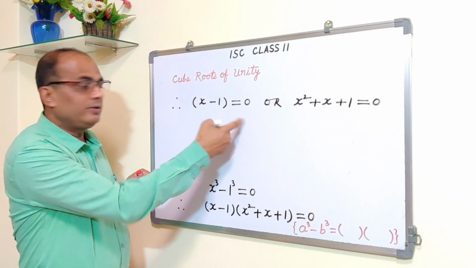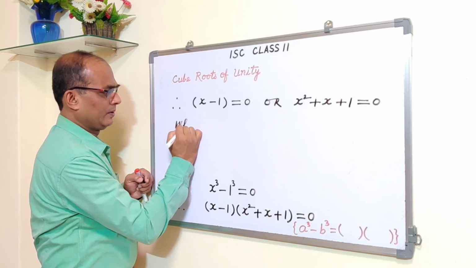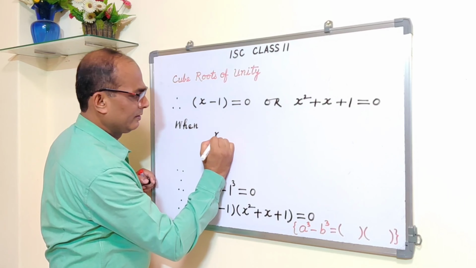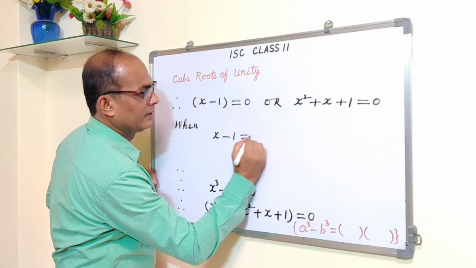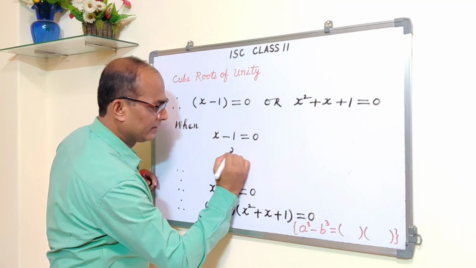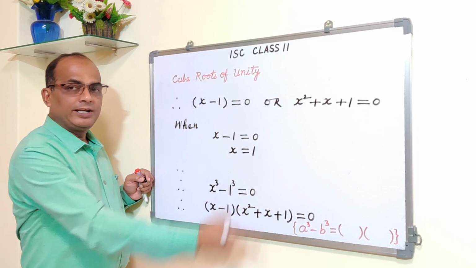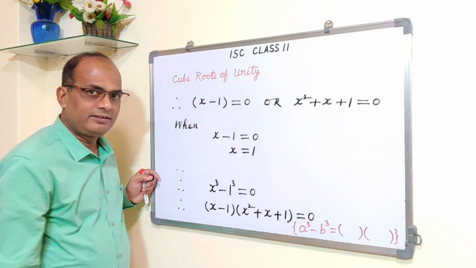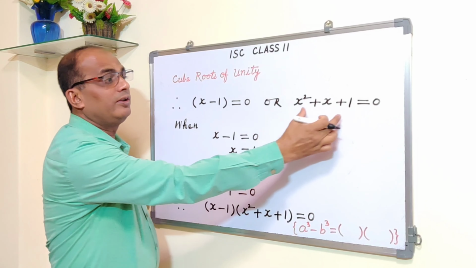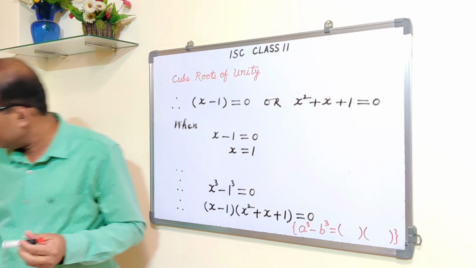Now when x minus 1 is equal to 0, x is equal to 1. This is one of the values, x is equal to 1. Okay, now we solve this when x square plus x plus 1 is equal to 0.